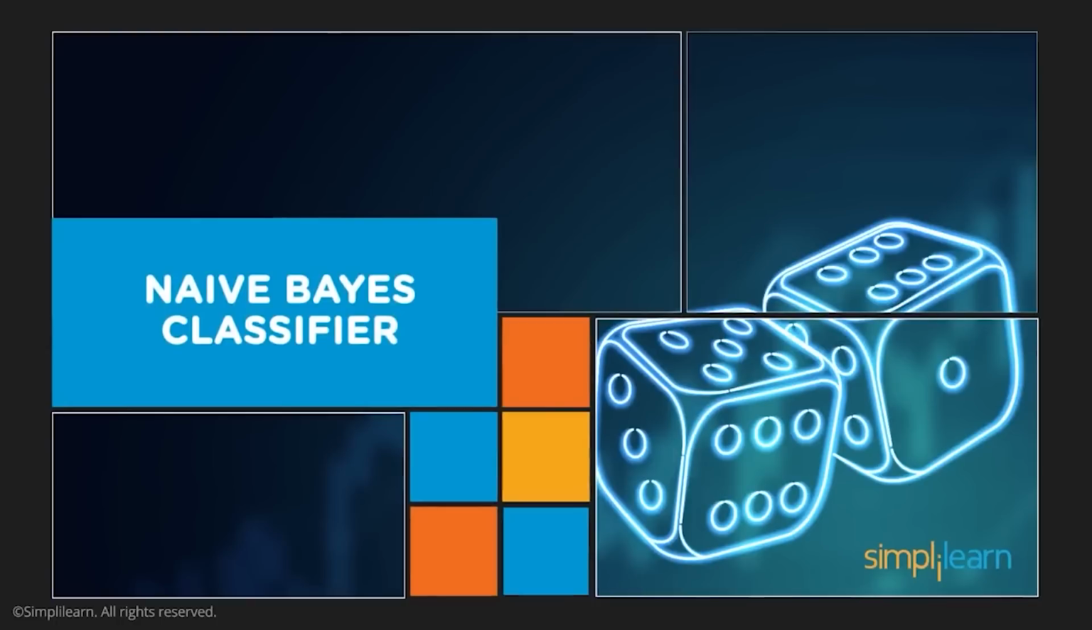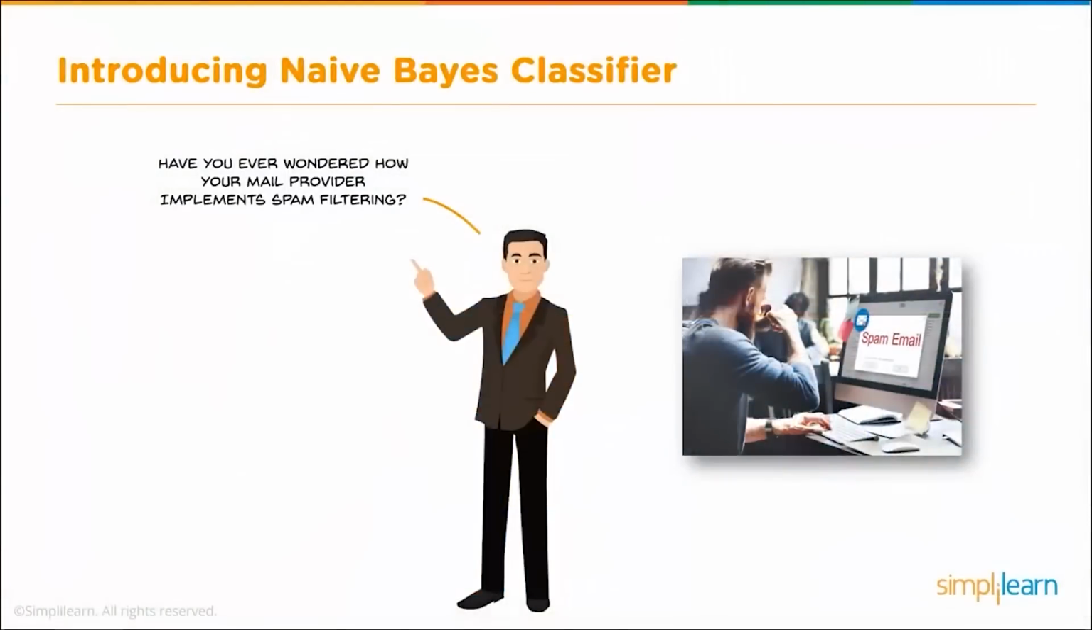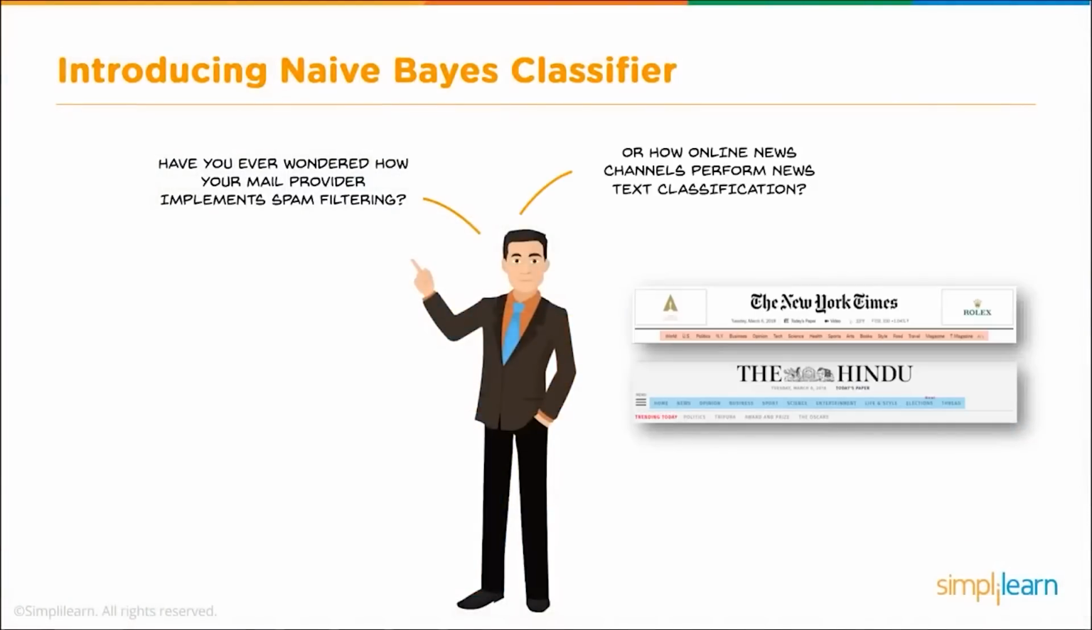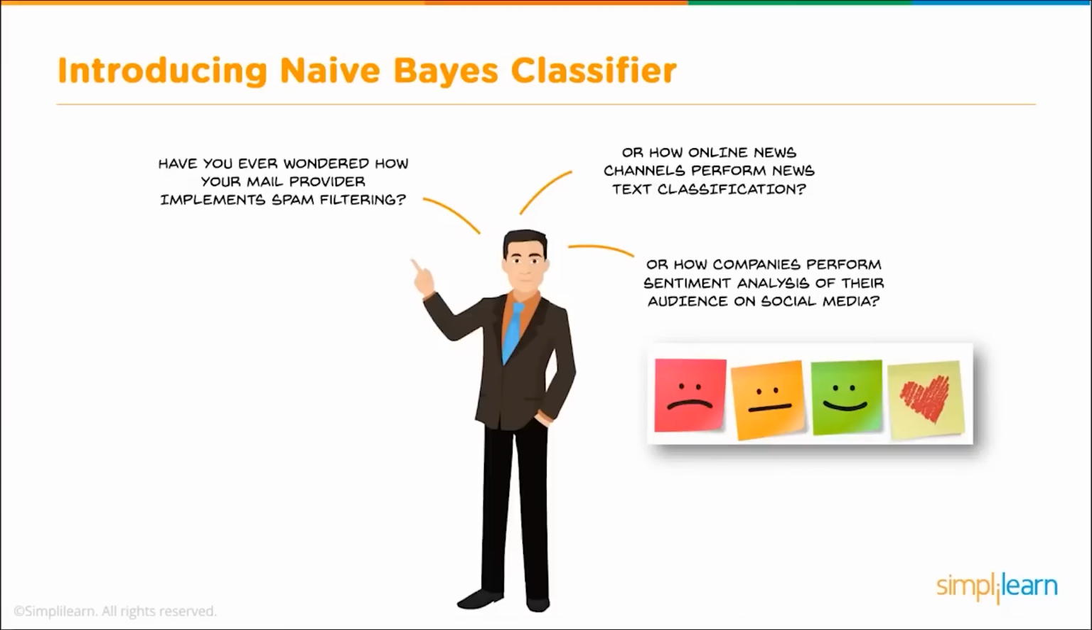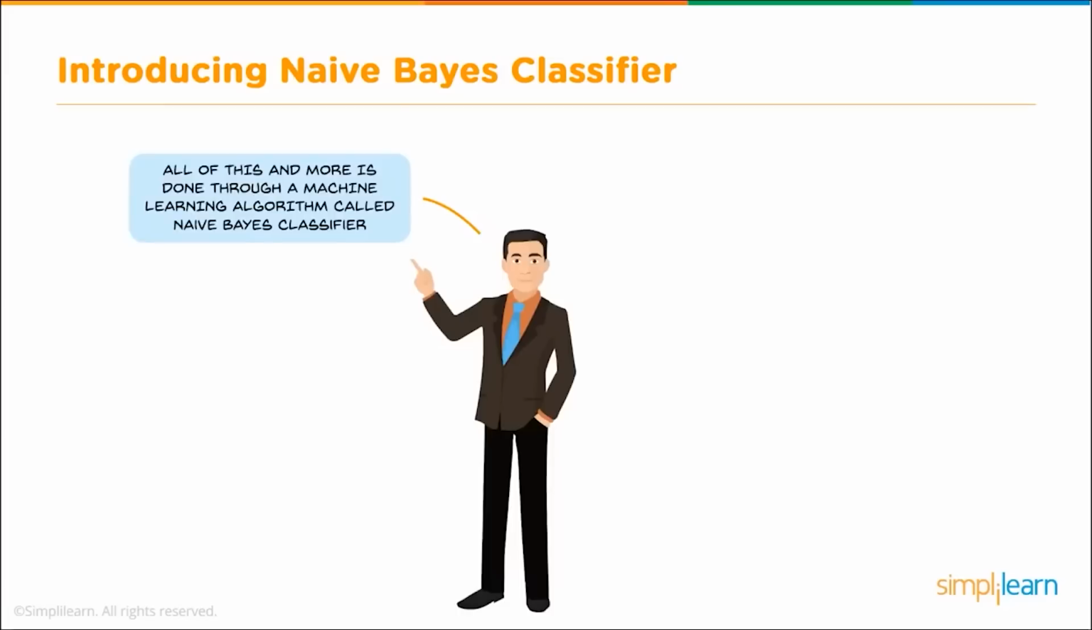Introducing Naive Bayes Classifier. Have you ever wondered how your mail provider implements spam filtering? Or how online news channels perform news text classification? Or how companies perform sentimental analysis of their audience on social media? All of this and more is done through a machine learning algorithm called Naive Bayes Classifier.